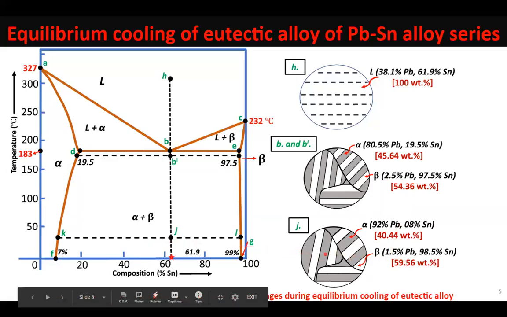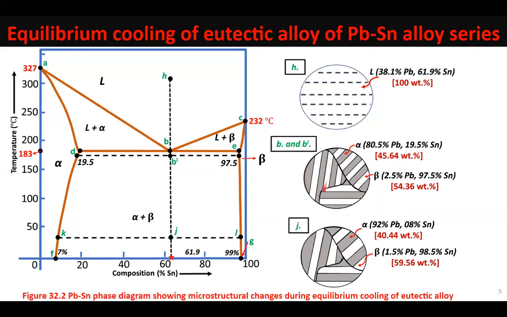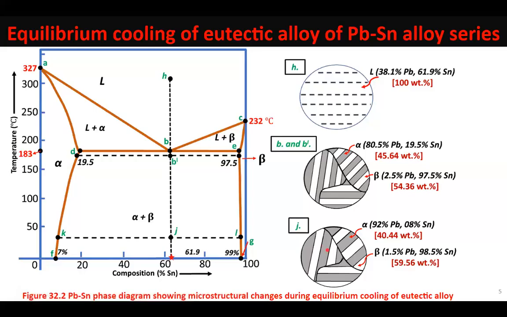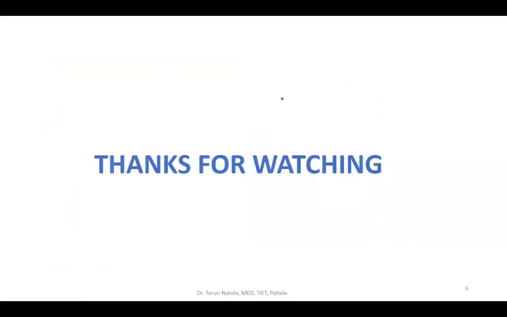So somewhere over here, the structure still remains lamellar, but the widths have changed, because the amount of alpha has decreased from 45 to 40, whereas that of beta has increased from 54 to 59. So what I've done deliberately is that these white portions, which were representing beta, have been shown wider now. So I hope this equilibrium cooling of a eutectic alloy of the lead tin alloy series is clear to you.